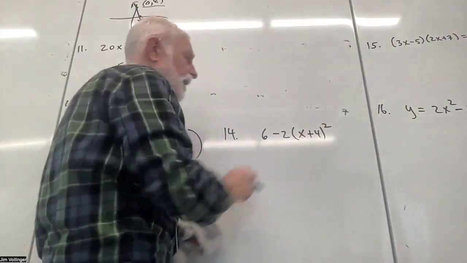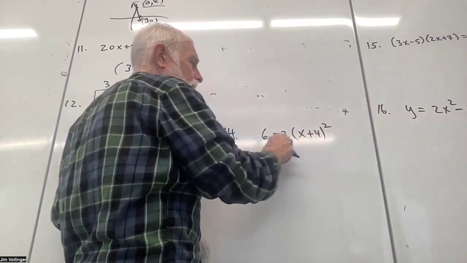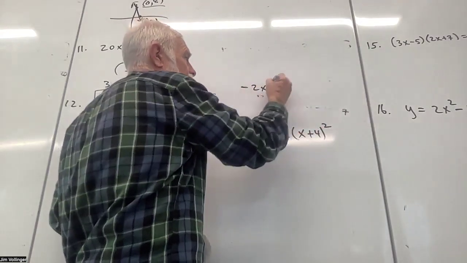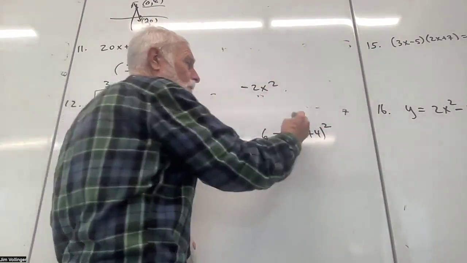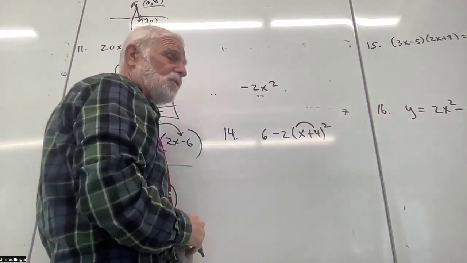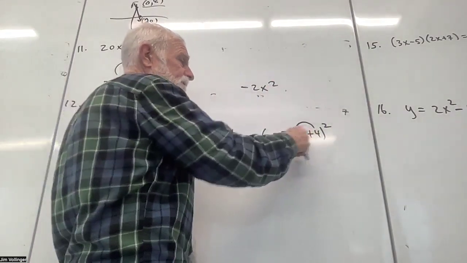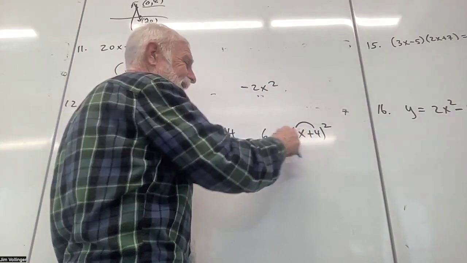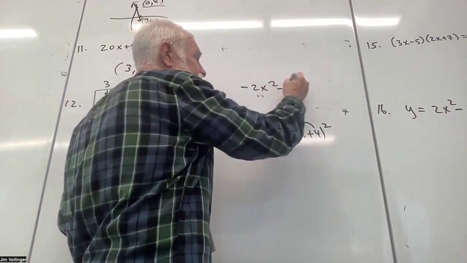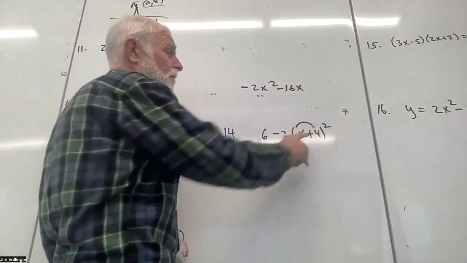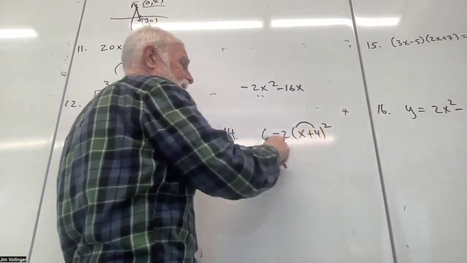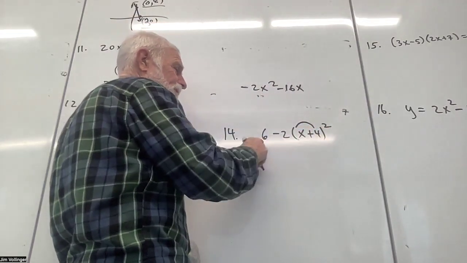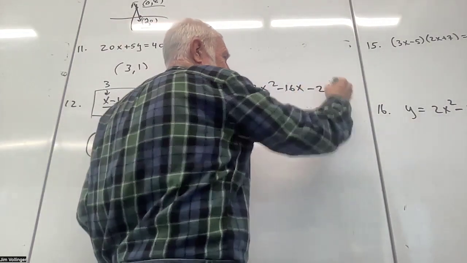All right, so can you do this problem in your head? Well, first thing I see is x squared times -2. I'm going to write -2x squared. I know binomial squaring. I know the shortcut to that. 4x doubled is 8x. 8x times -2 is -16x. And I know 4 squared 16 times -2 is -32 plus 6 is -26.